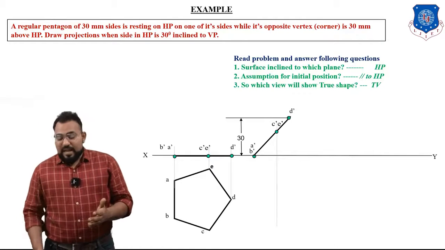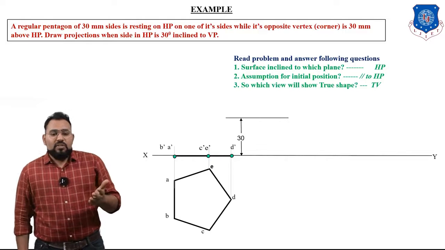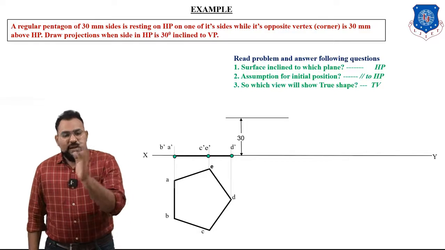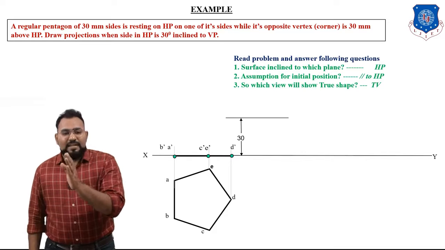Okay, let us see that. Again I'm going to repeat this. So now what you will do, in second stage you will take any random point and mark it as A dash B dash.